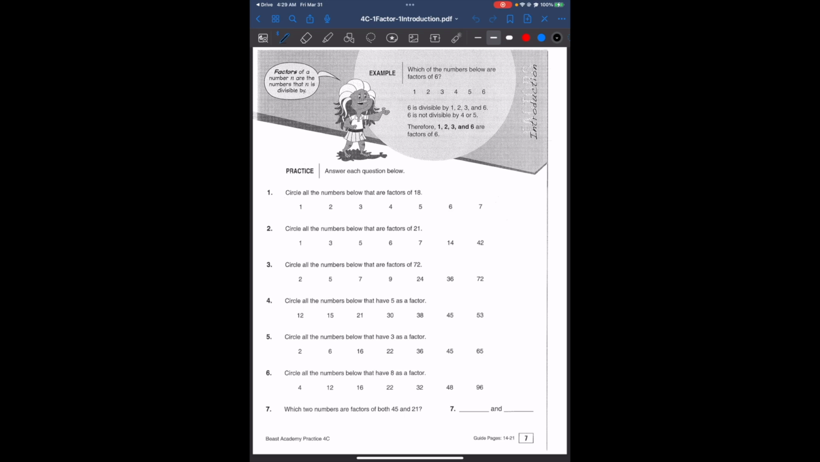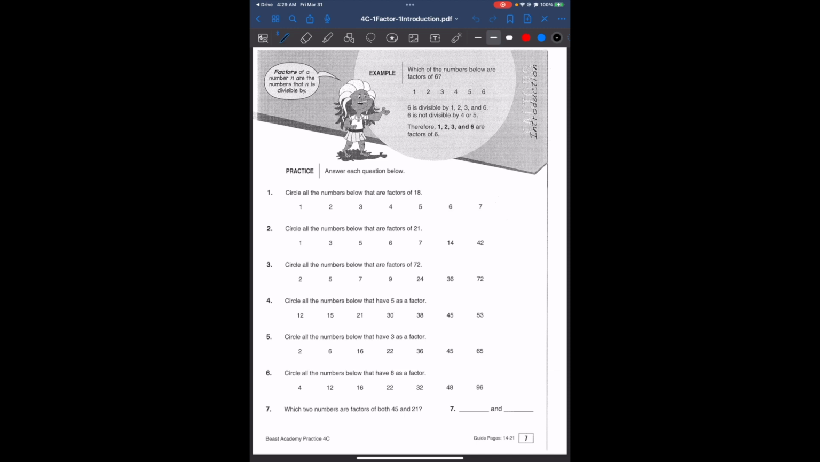So to introduce you guys to what factors are, factors are associated with a certain number. Factors of a number n are the numbers that n is divisible by.